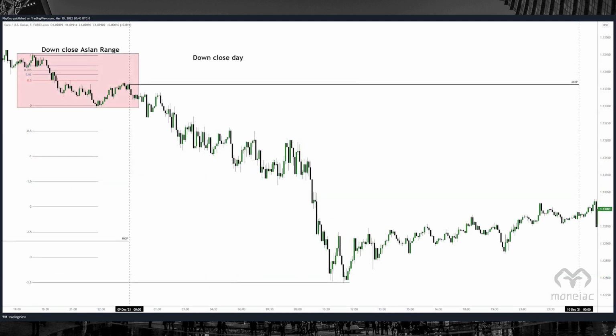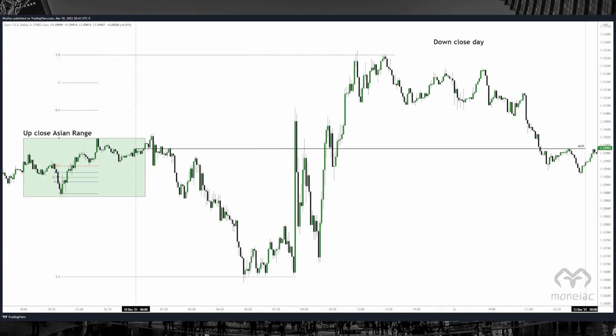Now let's look at some examples from December, where volatility might be lower than in other months. 10th chart, here we have a down close Asian range. We then expect a down close day. Deviation is -3.5. In the next one the Asian range is an up close range. We do expect an up close day. However, it closed bearish. But consider this.